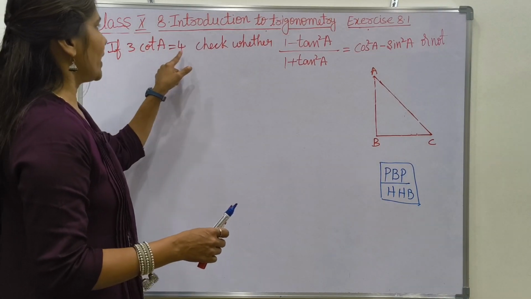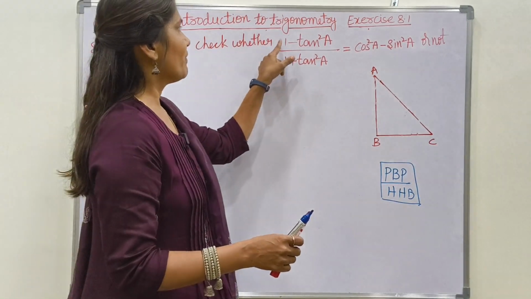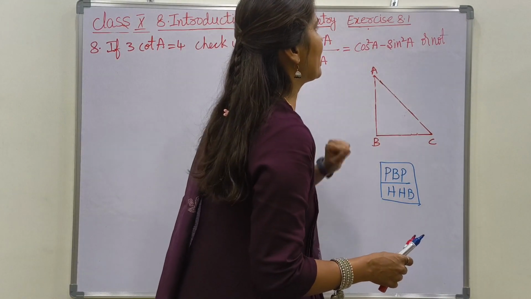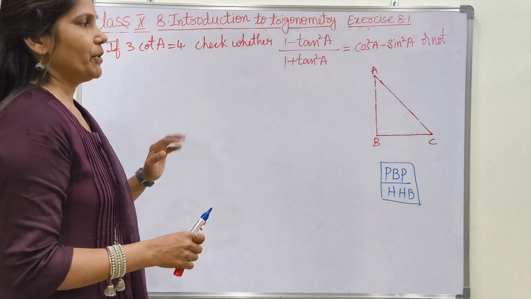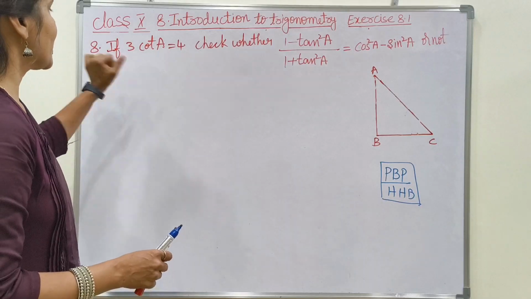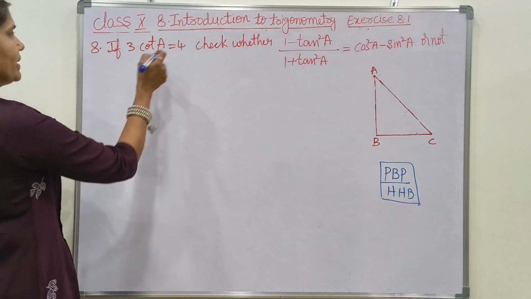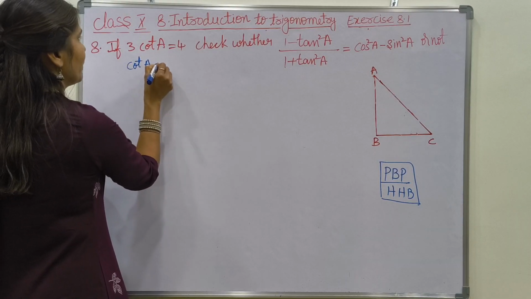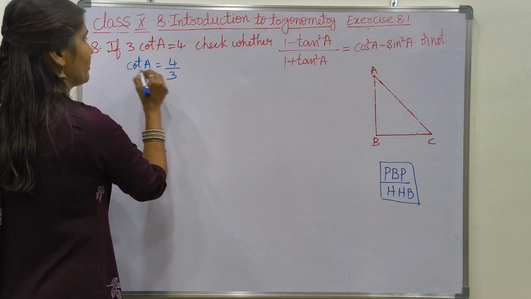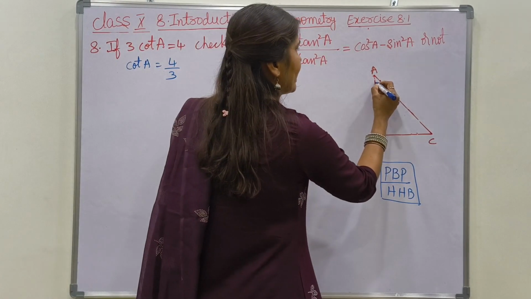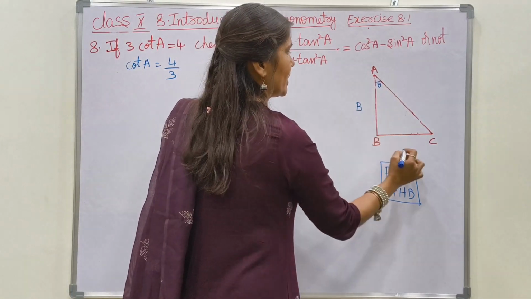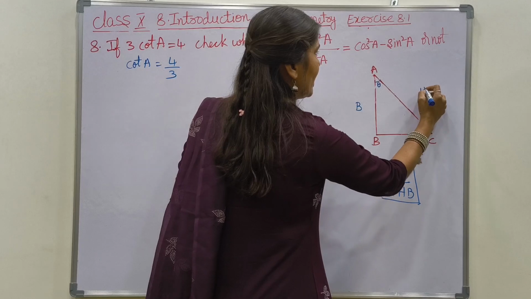Okay. Eighth question. If 3 cot A is equal to 4, whether (1 minus tan square A) by (1 plus tan square A) is equal to cos square A minus sin square A or not, we have to prove. Carefully listen. First, 3 cot A is equal to 4 given. So, cot A is equal to, we will take 4 by 3. So, A means what? This is the theta. So this is the base, this is the perpendicular, this is the hypotenuse.